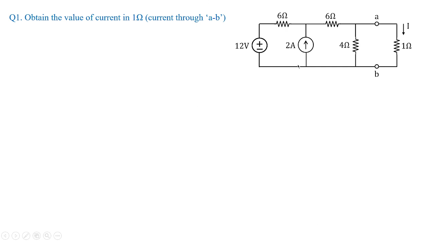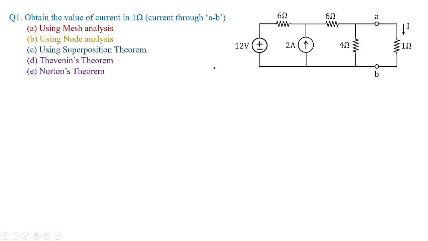So as I told you, I have selected this problem and we need to obtain the value of current in 1 ohm. That is current through AB. We can use mesh analysis, node analysis, superposition theorem, Thevenin's theorem or Norton's theorem. And the rest of the theorems you can cross verify after completion of all these different approaches and comment in the chat box whether you are going to get the same answer or not. For the first one, we will do the analysis using mesh analysis.